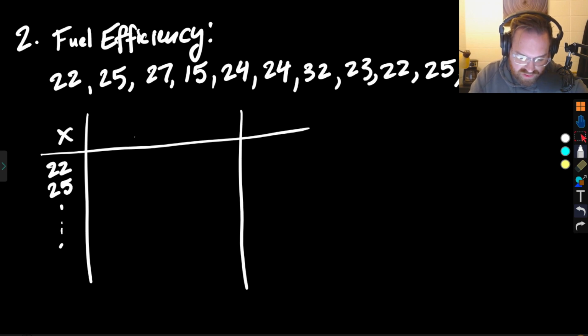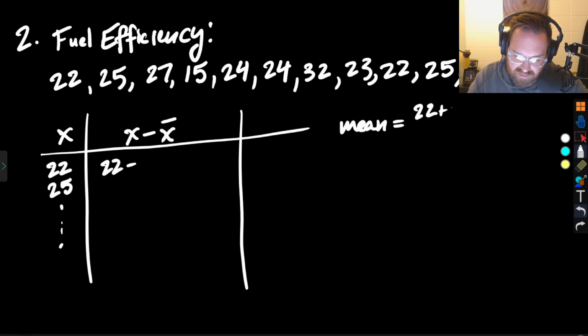You'd punch in your x minus your x bar. So you'd have 22 minus whatever the mean is. Well, you'd have to figure out the mean. So the mean would be something else that you'd have to compute. So you'd sum all of these things up, 25 plus everything all the way out here, and then you divide by however many you get. In this case, 1, 2, 3, 4, 5, 6, 7, 8, 9, 10, 11.